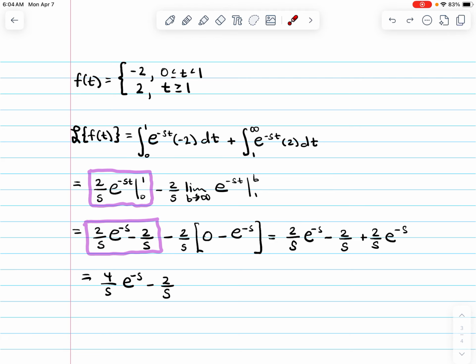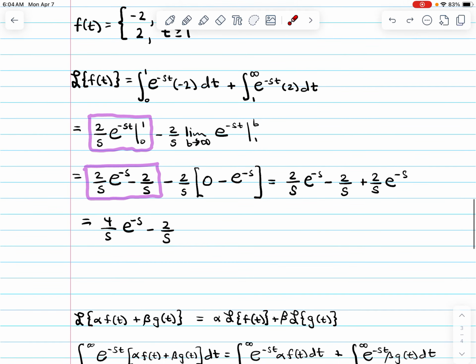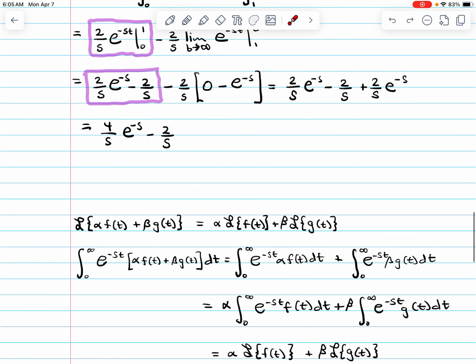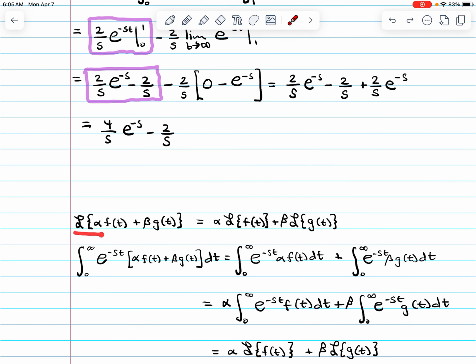Now, what I want to point out just in conclusion here, is when you go through and work through these, finding the Laplace transform, remember this is a linear transform. And what that means is, if you want to find the Laplace transform of alpha f of t plus beta g of t, you can rewrite it as a sum of the two transforms, and you can factor out that constant. And why can you do that? Well, because it's just integration.